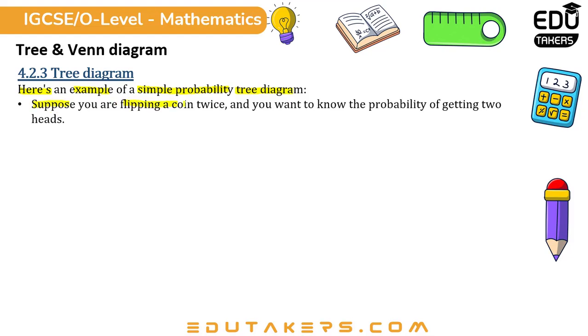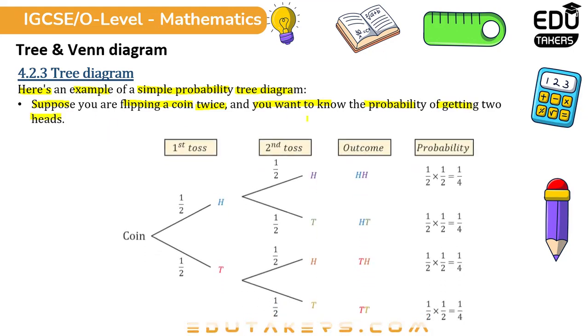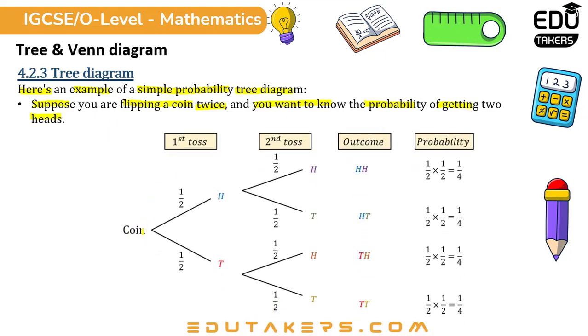Suppose you are flipping a coin twice and you want to know the probability of getting 2 heads. Here, for the first toss, the probability of head is 1/2 and of tail is 1/2. Then for the second toss, the probability for head will be 1/2 and the probability for tail is 1/2. Similarly, for this point, the probability for head is 1/2 and for tail is 1/2.